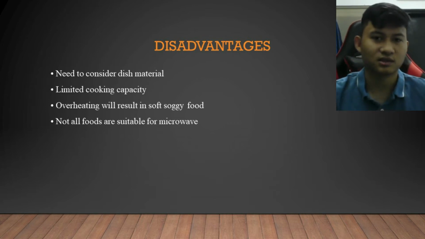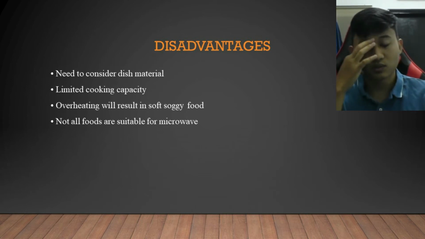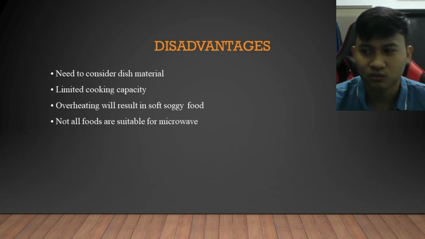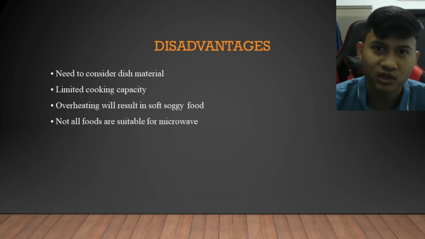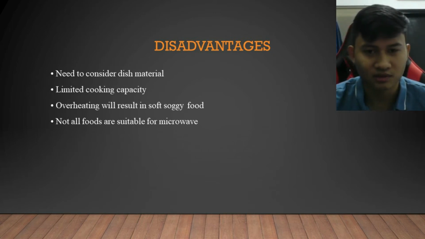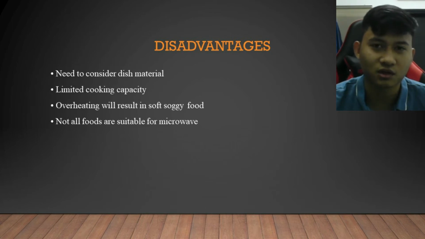Okay, the next disadvantage is overheating will result in soft soggy food. Okay, this one is when we do not know how to use our microwave. We tend to heat our food more than the required time. So when the food is ready, the result is soft soggy food, which will make our fingers or mouth burn because it is too hot.